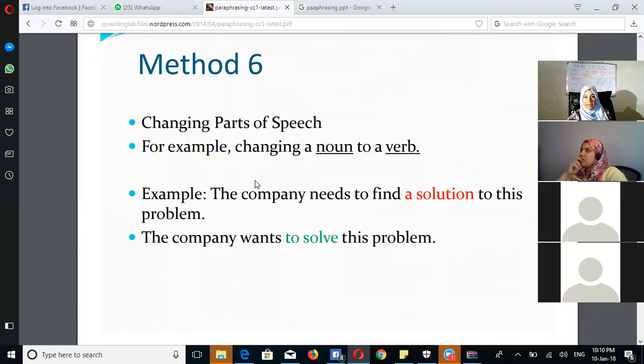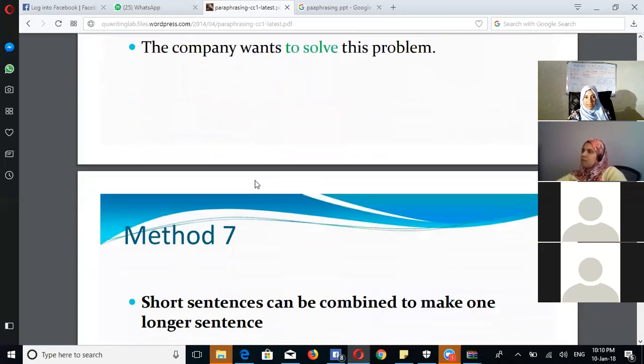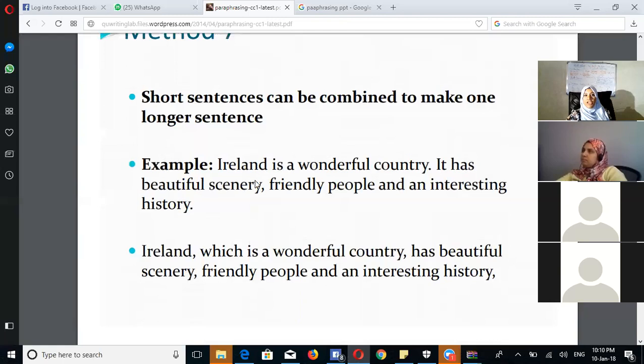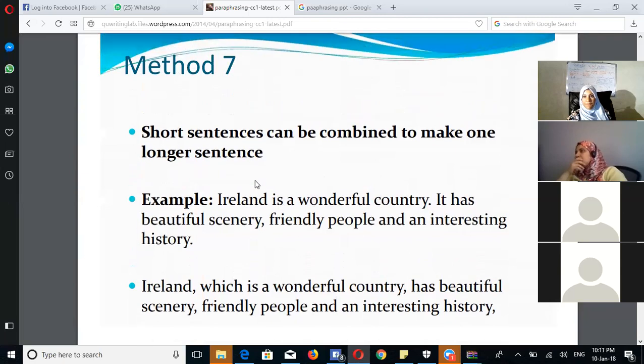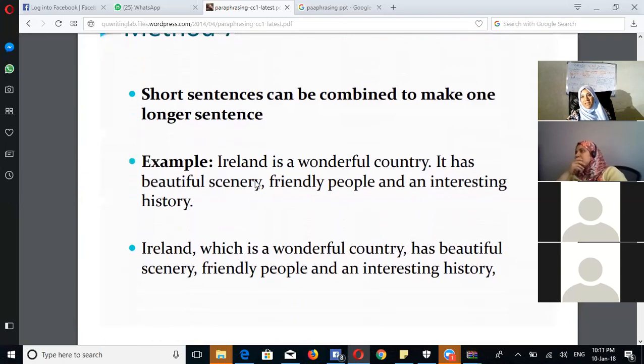Okay? So let's move to another method, which is method 7. Short sentences can be combined to make one longer sentence. And this is one very important part, or one very important method. Ireland is a wonderful country, period. Has a beautiful scenery, comma, friendly people and an interesting history.